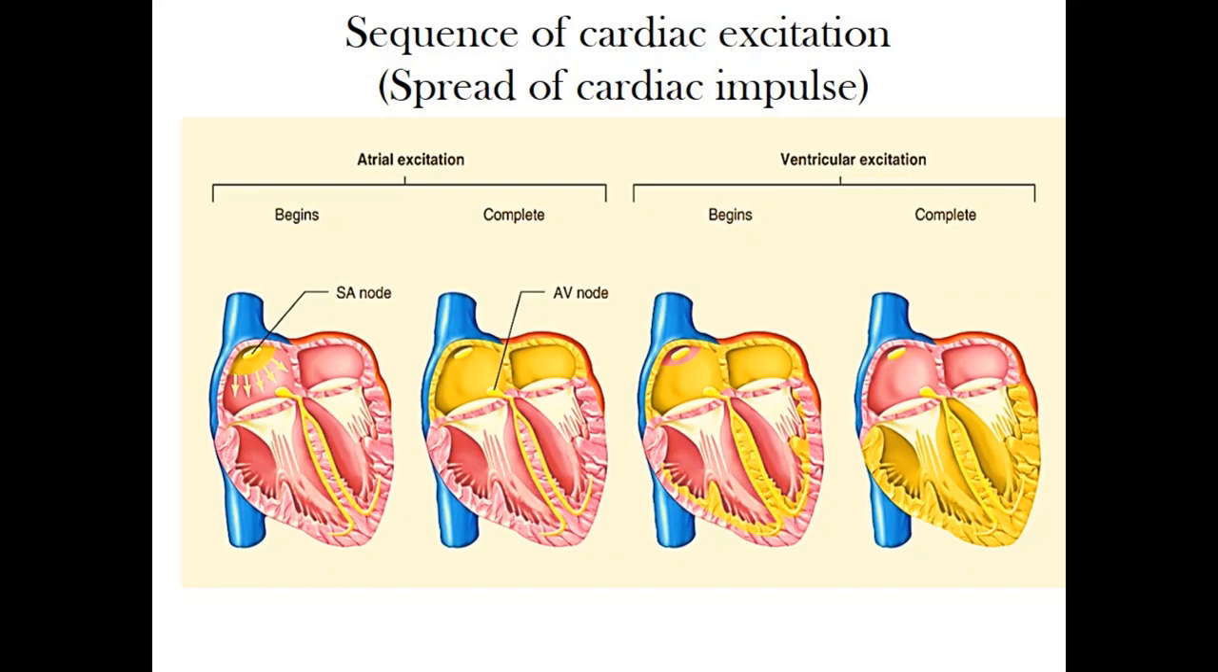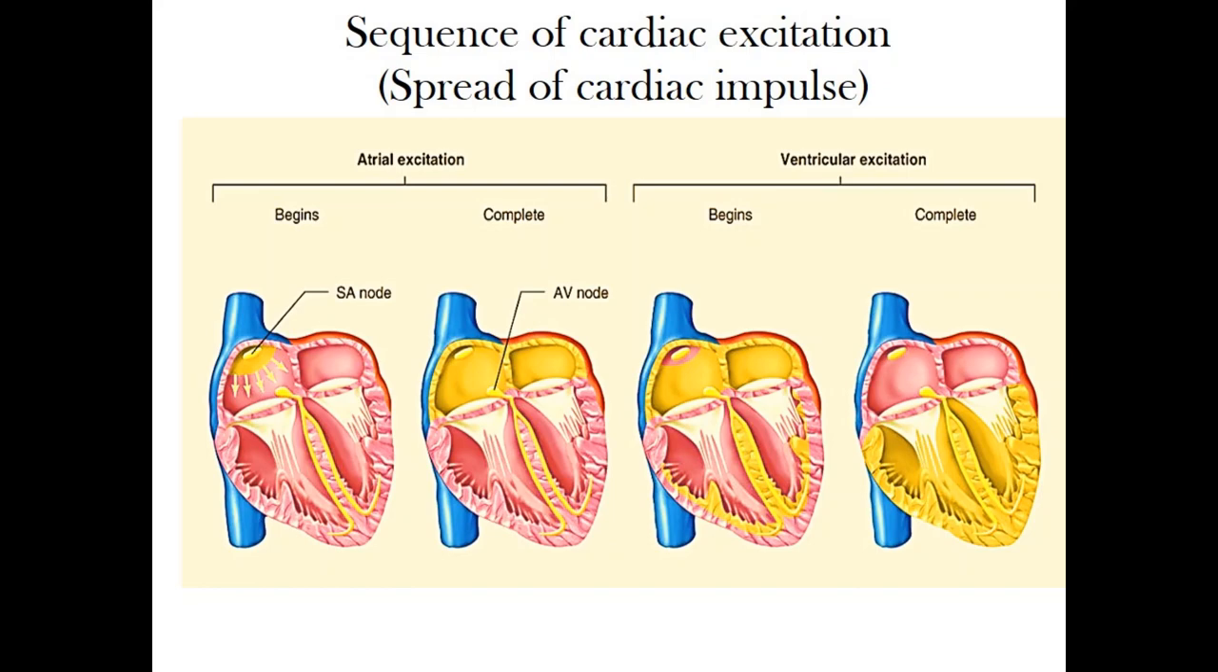Now the yellow color is spreading onto the ventricle through the bundle branches and Purkinje fibers. The last diagram shows how both the ventricles are simultaneously excited. So the depolarization has occurred in the atria. After the atrial depolarization, ventricular depolarization has occurred. This is allowed by a small delay. So atrial depolarization has to complete, then ventricular depolarization.